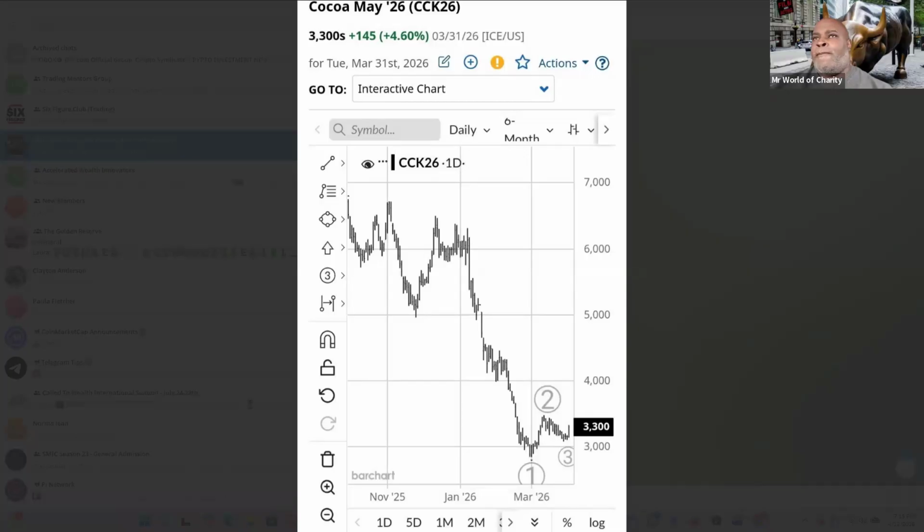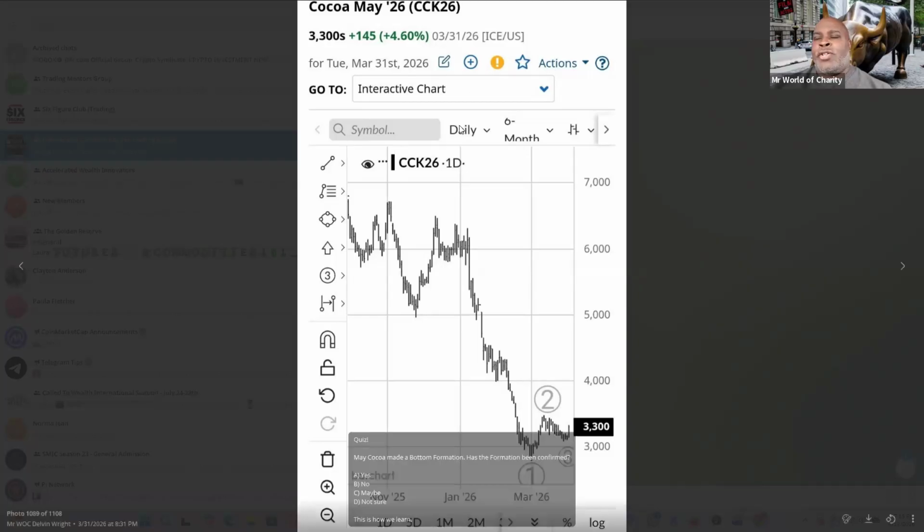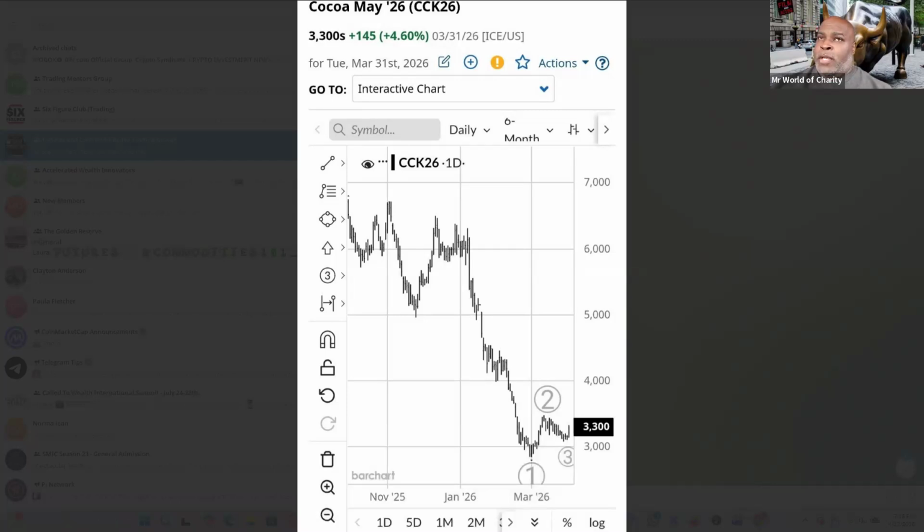Okay. Well, now that we have this chart up, Barbara, can you read that quiz one more time and the multiple choices? So this chart was from the previous quiz, but it's for a bottom formation. So we're going to look at this chart while Barbara is reading the quiz.